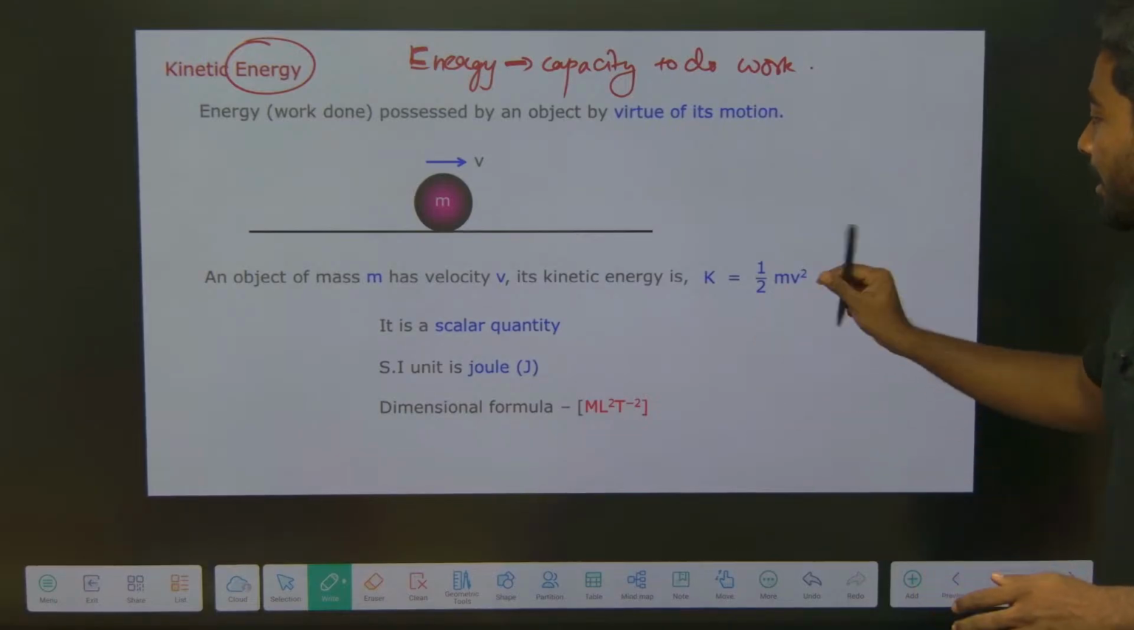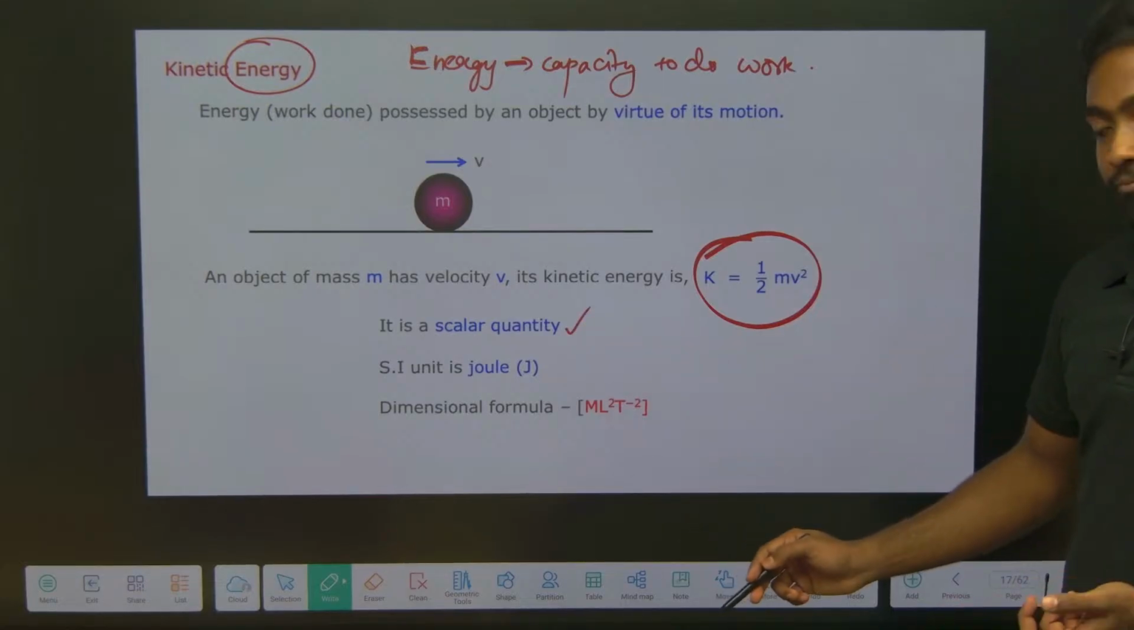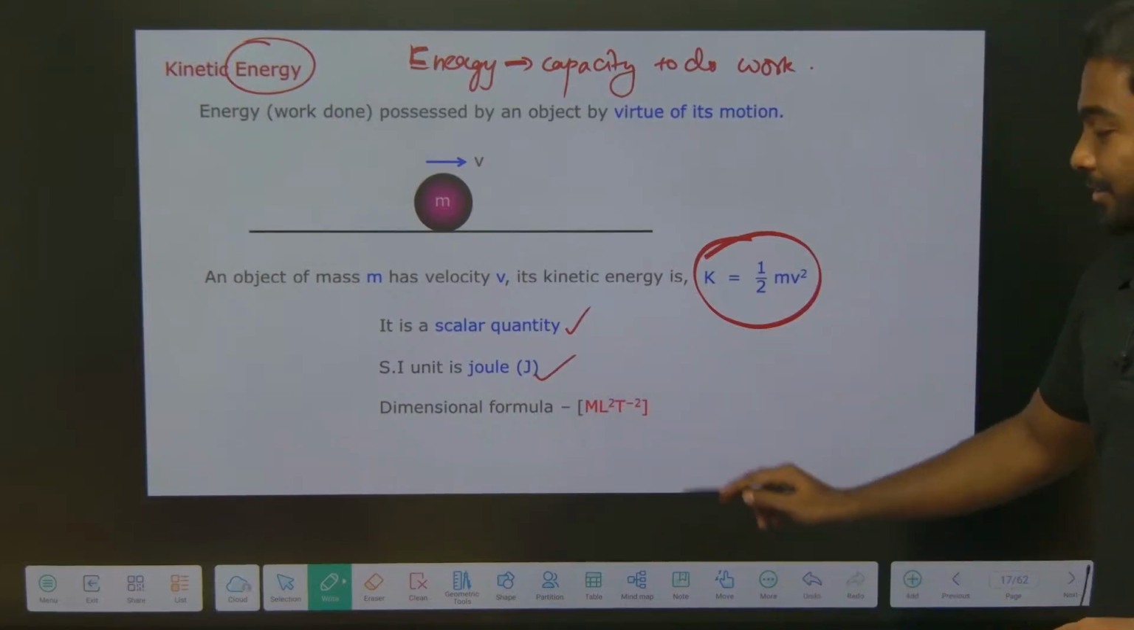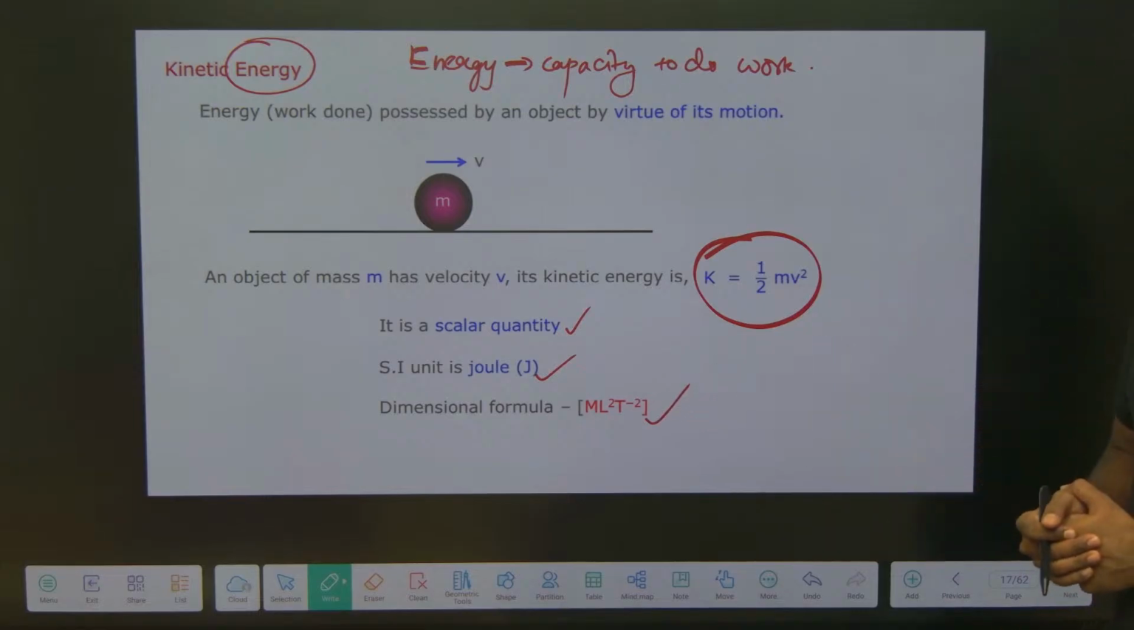The formula is half m v square and it is a scalar quantity. The SI unit is joules. The dimensional formula is M L square T power minus 2. Okay. Take it.